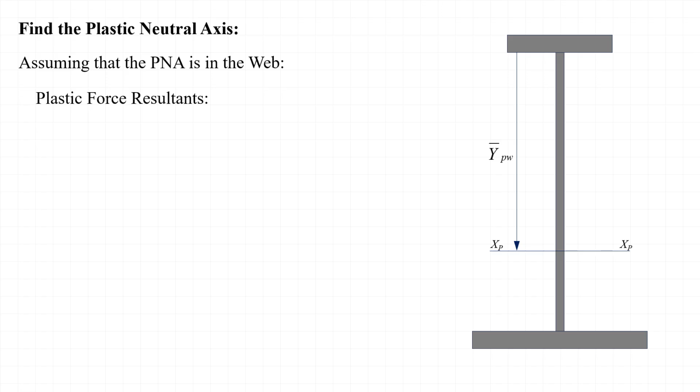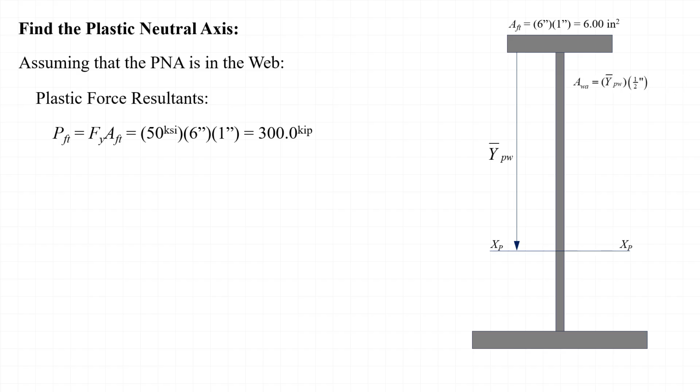With the assumption that the plastic neutral axis is in the web of the section, we'll start off by finding the magnitudes of the resultants in each of the elements when the cross-section has reached its fully plastic state. The top flange has an area of 6 square inches, so we can write that the plastic force resultant in the top flange, P sub Ft, is equal to 50 ksi times 6 inches squared, or 300 kips.